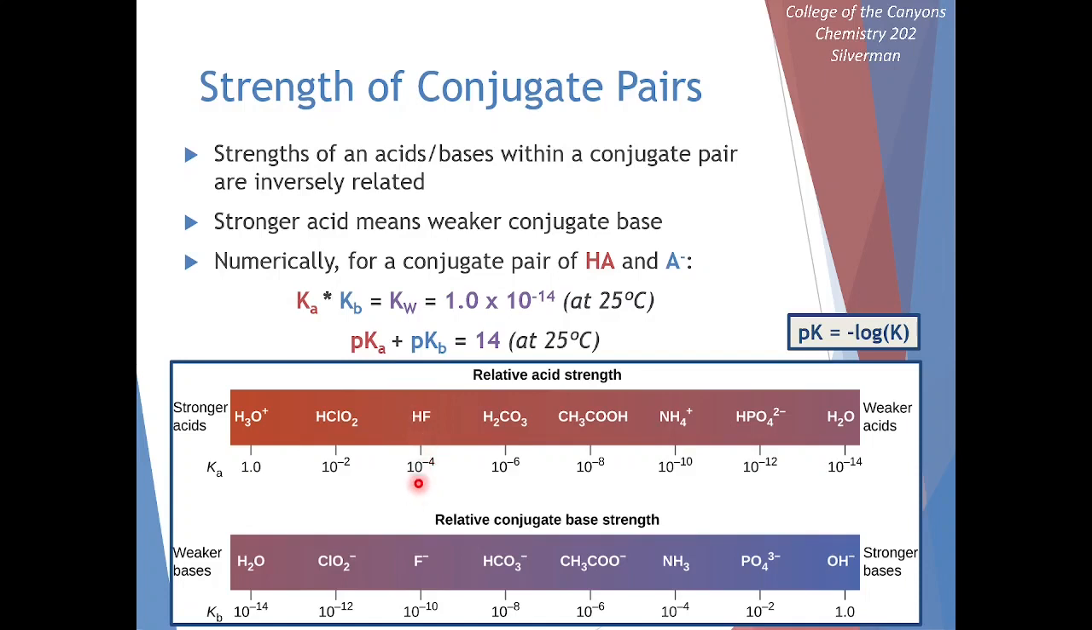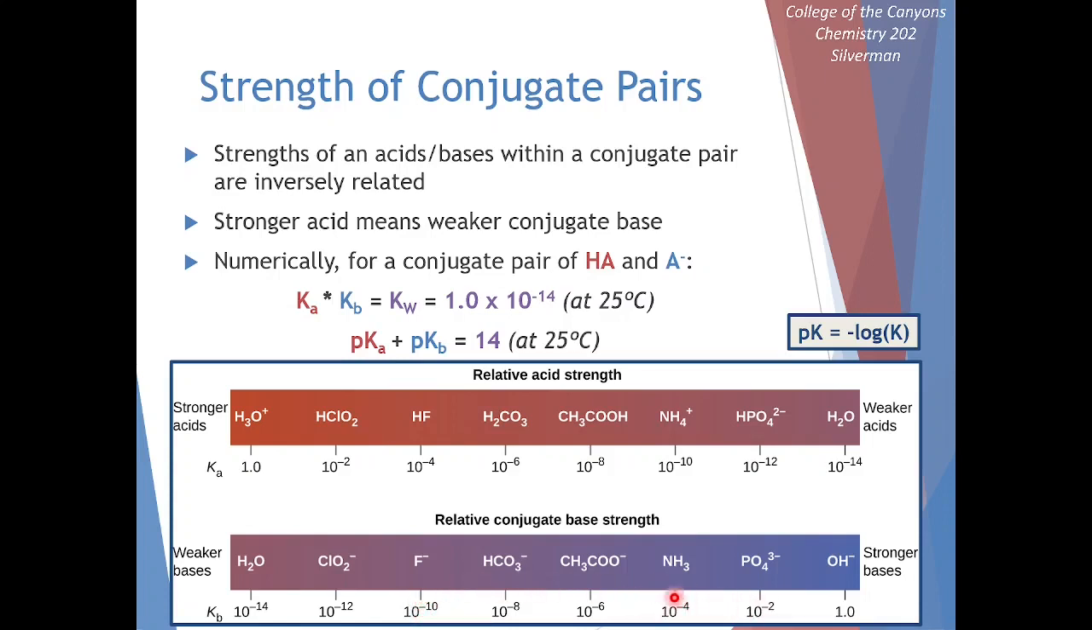Hydrofluoric acid. This is a weak acid. Its Ka value is 10 to the negative 4. So it's a weak acid, but it's on the stronger end. Its conjugate base is fluoride. Fluoride has a Kb value of 10 to the negative 10. Very, very, very weak base.